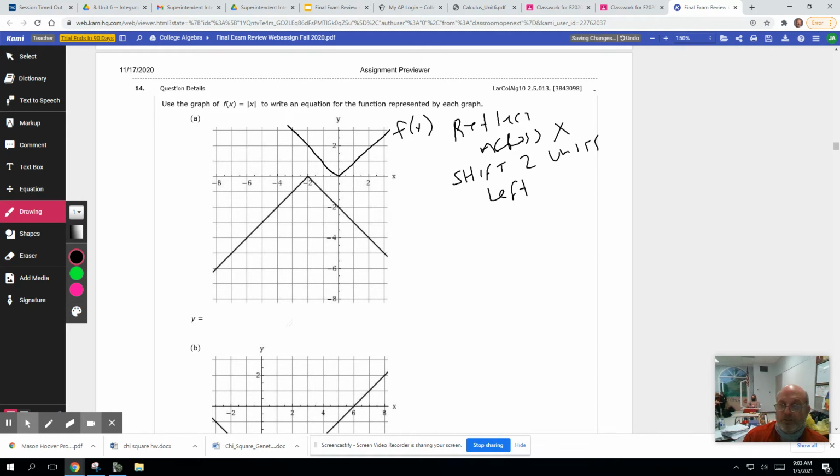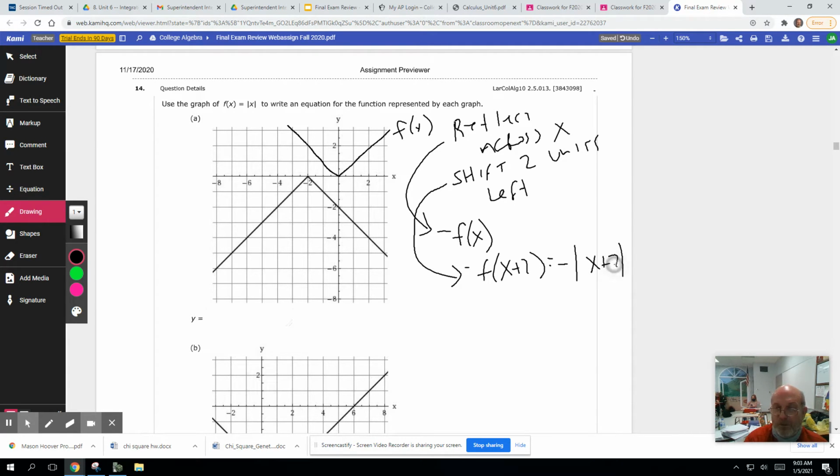To reflect the function across the x-axis, we multiply it by -1. So the reflection across the x-axis is going to take f of x and make it negative f of x. And to shift it 2 units left, we replace x with x plus 2. So what we want is negative f of x plus 2. So instead of absolute value of x, we have negative absolute value of, now take out the x and replace it with x plus 2. We can graph that and you'll see it will give us this graph.